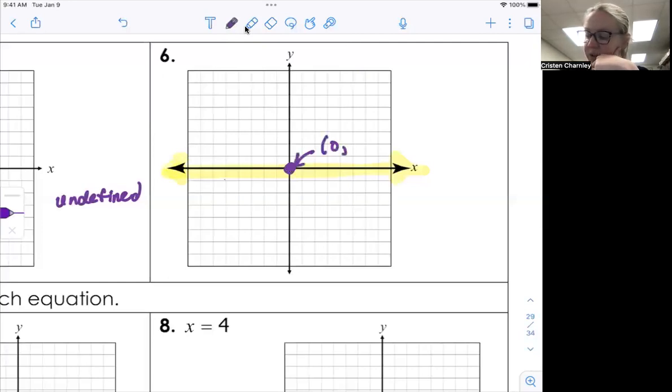We're at the origin, which is 0, 0. If it's horizontal, I know I want the y coordinate, which is 0. So this one's y equals 0. That's a little tricky. This has 0 slope. Good.